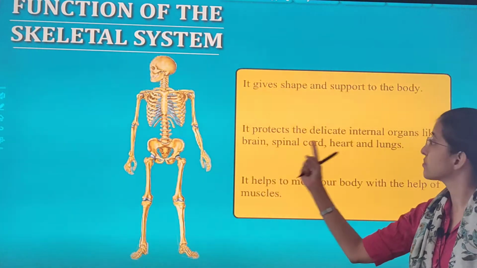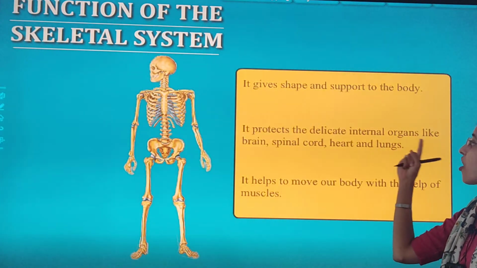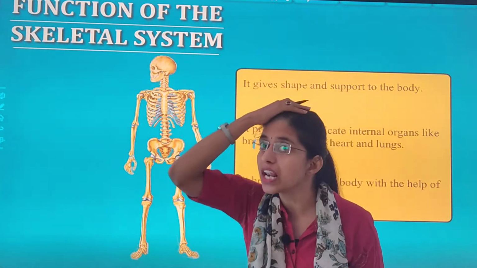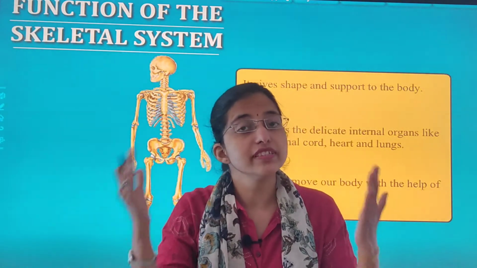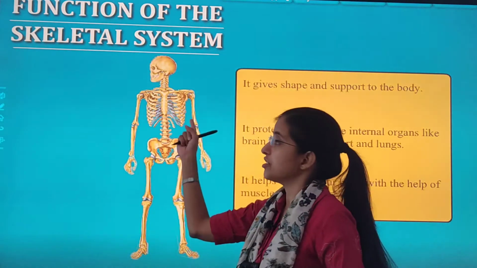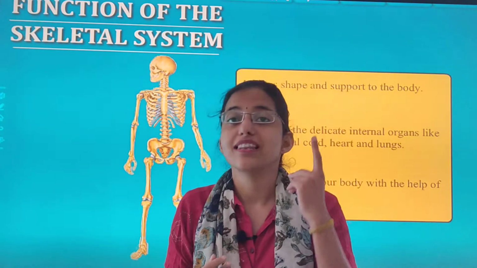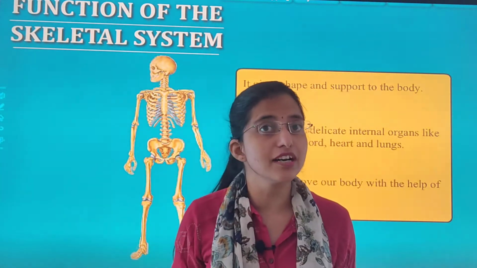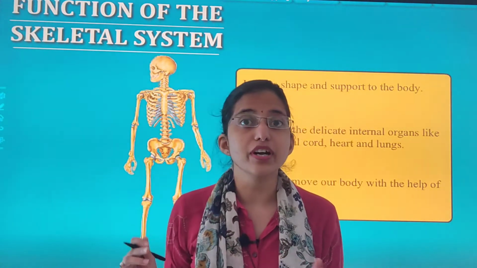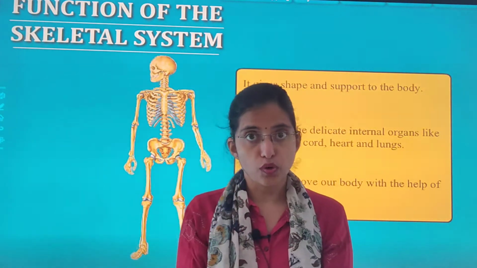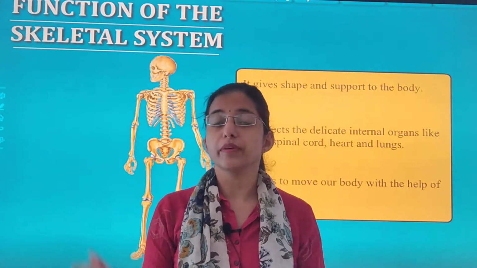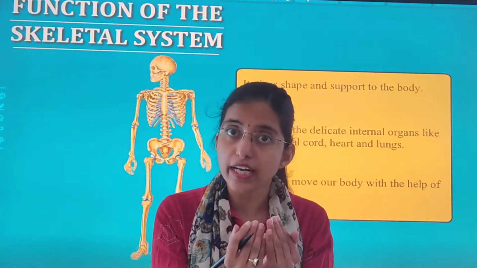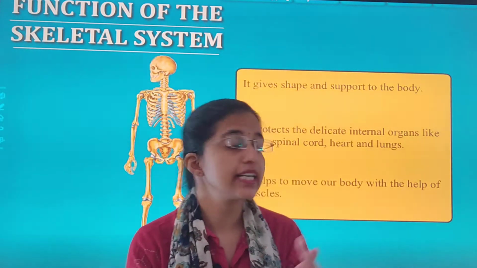It protects the delicate internal organs like brain. Brain is protected by skull and skull is a part of skeletal system. Rib cage protects lungs and heart and rib cage is a part of skeletal system. Vertebral column protects spinal cord. So, this is the function of skeletal system कि वो जो delicate internal organs होते हैं उनकी रक्षा करते हैं, उनको protect करके रखते हैं.